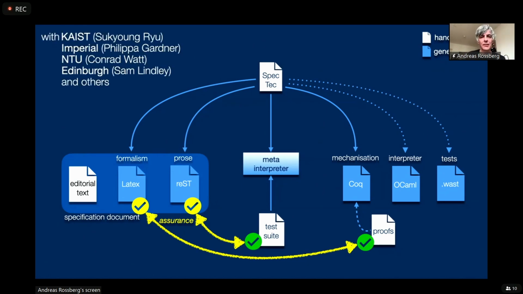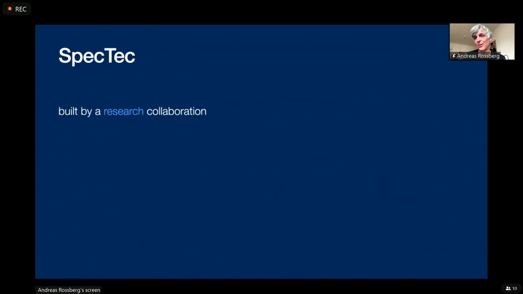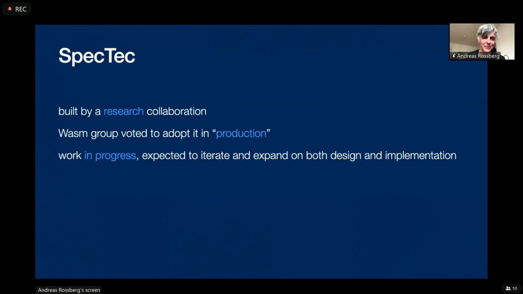Yeah, so this is quite a big project involving several research institutes from Korea and England and Singapore and Scotland, and too many names to name them all here, with many PhD students involved as well. But yeah, it's a research collaboration, right? But it's one that actually already got approval from the WASM community group to adopt it as the future tool chain for the spec. So in production, in air quotes.